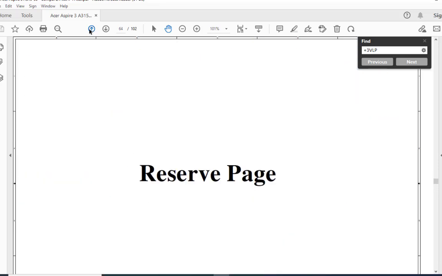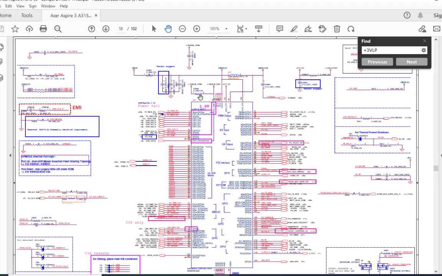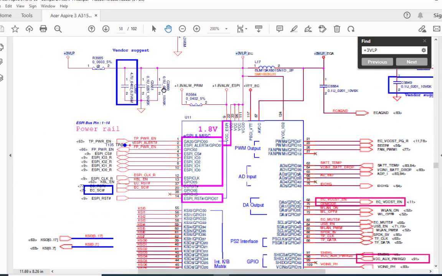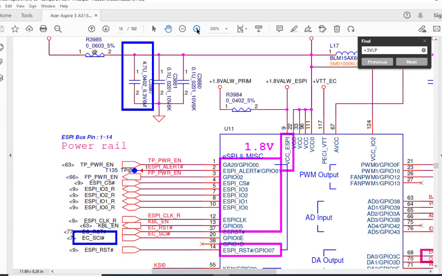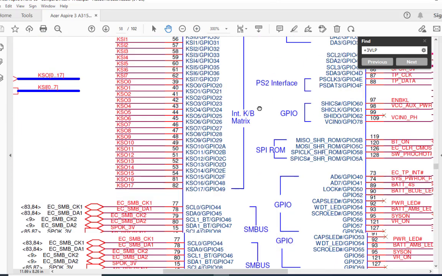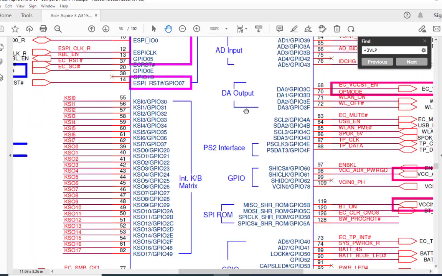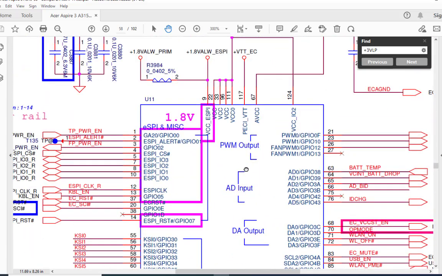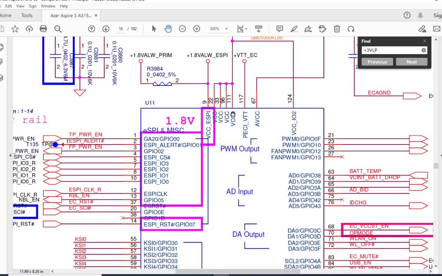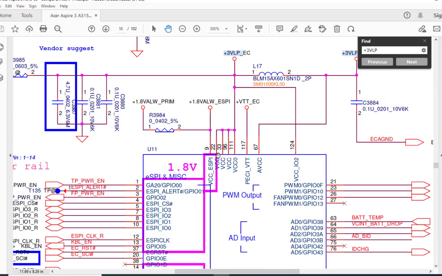So here are some reserve pages. Okay, so here is my SIO. What is the number of the SIO? The SIO's location is U11. U11 is a location number, and the SIO's number is KB9052. First thing, if any SIO needs power, the SIO needs 3 volt, and you can check this 3 volt at any of these pins, either 22, 33, 96 or 111.